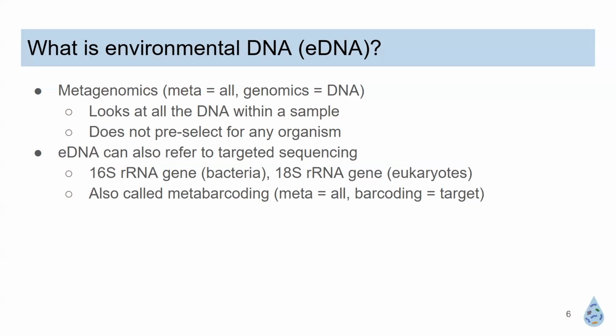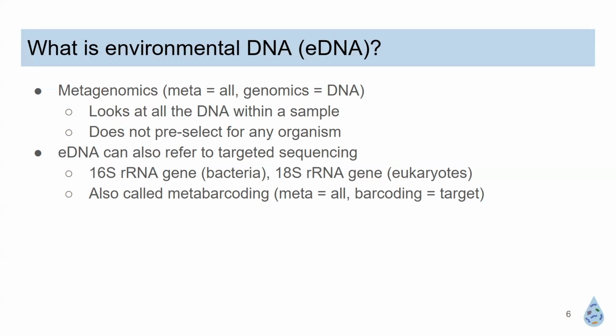There are two ways to analyze eDNA. The first is metagenomics, which looks at all the DNA in a sample. If we break down the word metagenomics into meta, which refers to all, and genomics, which refers to DNA, we understand that it looks at everything within the sample. Metagenomics does not pre-select for any organism. So you're taking a sample of water or a sample of sediment, and you're looking at everything that is living in that sample, everything that's passed by that sample, everything that has shed DNA into that sample.